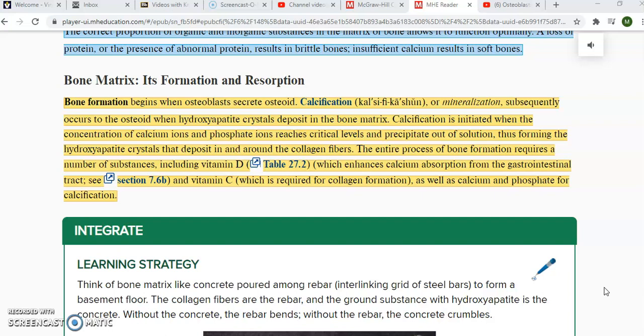So first, for bone formation, remember that when we talked about our four different types of bone cells, it was the osteoblasts that were responsible for forming or building bone, and that's because they would produce and secrete osteoid, and that was like the organic part of bone tissue made primarily of collagen fibers.